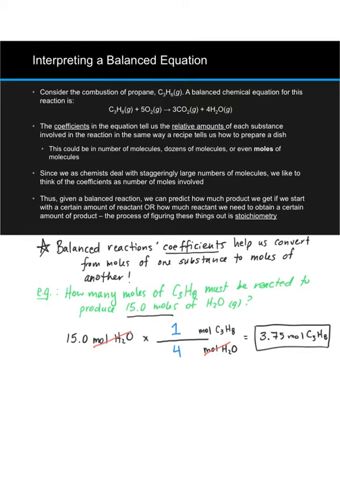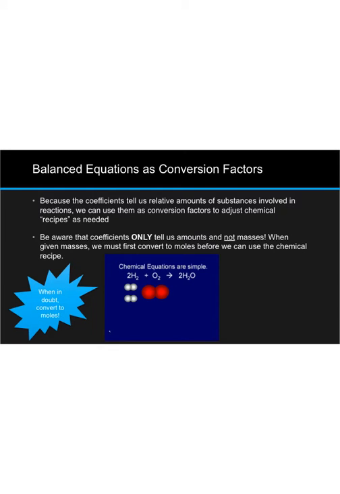Therefore, we can take any abstract quantity of any component of a chemical reaction and convert moles of it into moles of any other component of our chemical reaction. So balanced equations are used as conversion factors because the coefficients tell us the relative amount of substances involved in reactions in terms of numbers of moles of chemical substances.